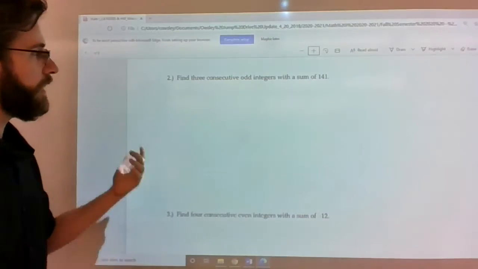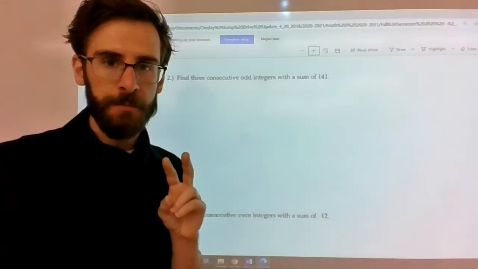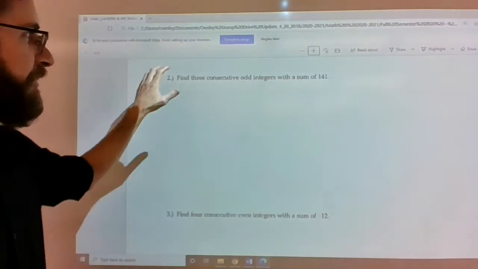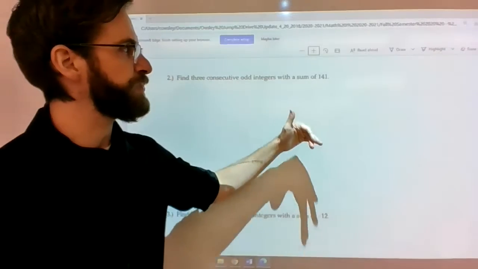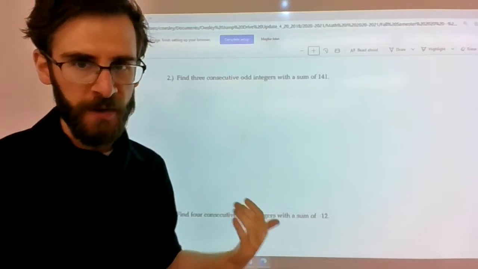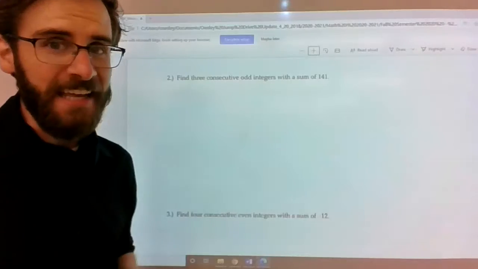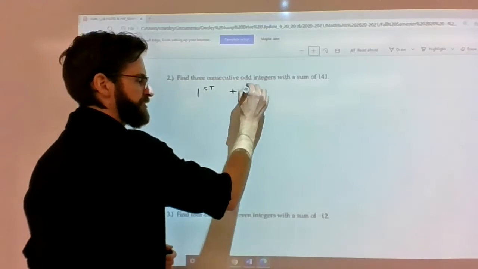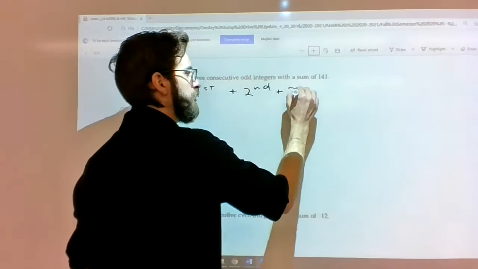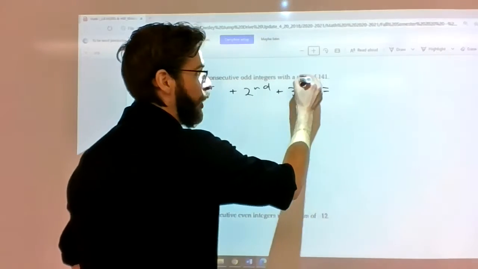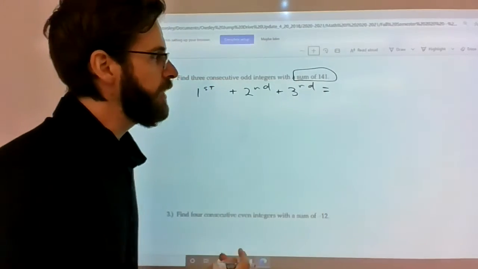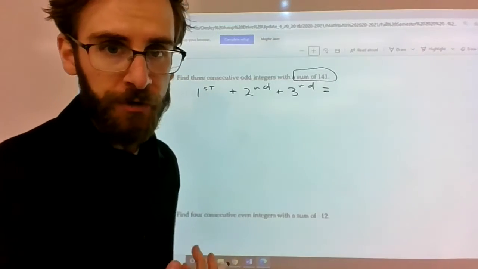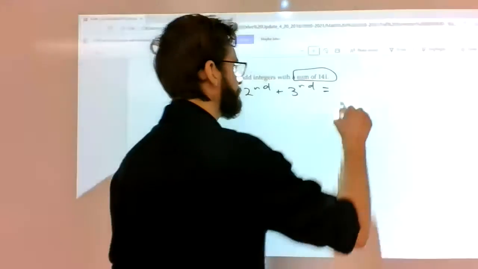So the first one I'd like to talk about is number 2. It says find 3 consecutive odd integers with a sum of 141. So the idea is I'm taking my first odd integer plus my second plus my third, and I know its sum is 141, which means I'm just going to put equals 141 after adding them together.